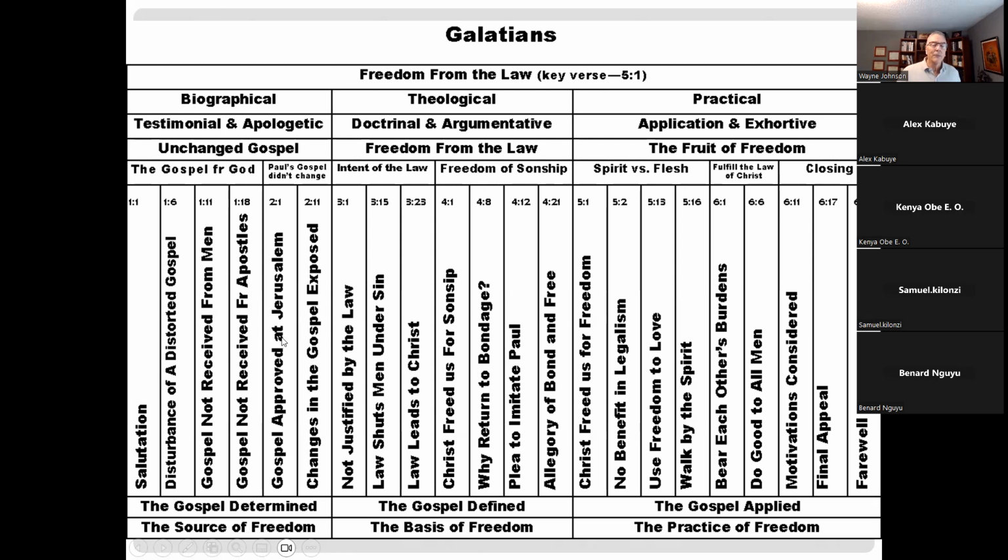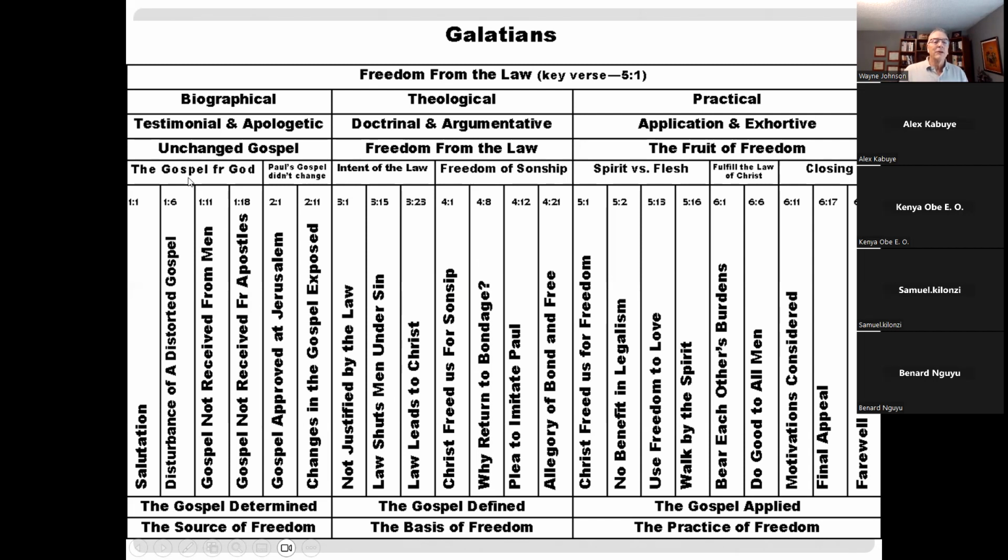So then moving into chapter 2, the first paragraph, gospel is approved at Jerusalem. Second paragraph, changes in the gospel exposed. Chapter 3, not justified by the law. The second paragraph, the law shuts men under sin. Third paragraph, the law leads to Christ. Then chapter 4, Christ freed us for sonship. I probably could have even said that Christ freed us from the law, but really he's freeing us for sonship. Why return to bondage? Plea to imitate Paul, and so on and so forth. For each paragraph of the book of Galatians, and putting those paragraph titles in these vertical columns.